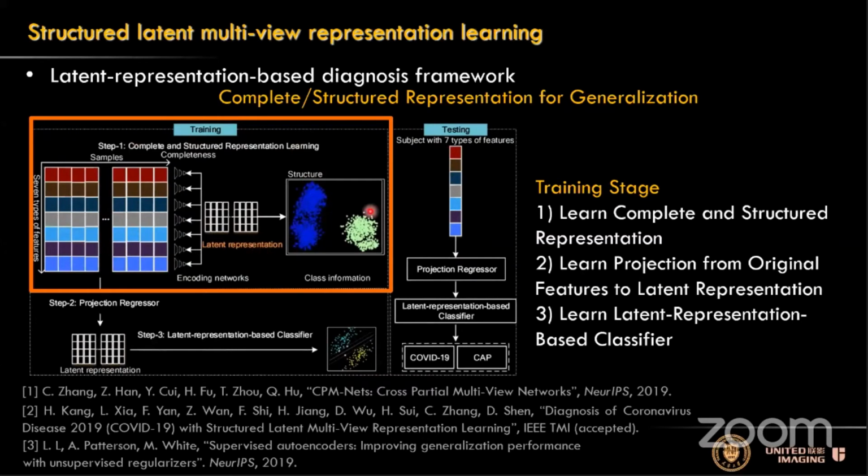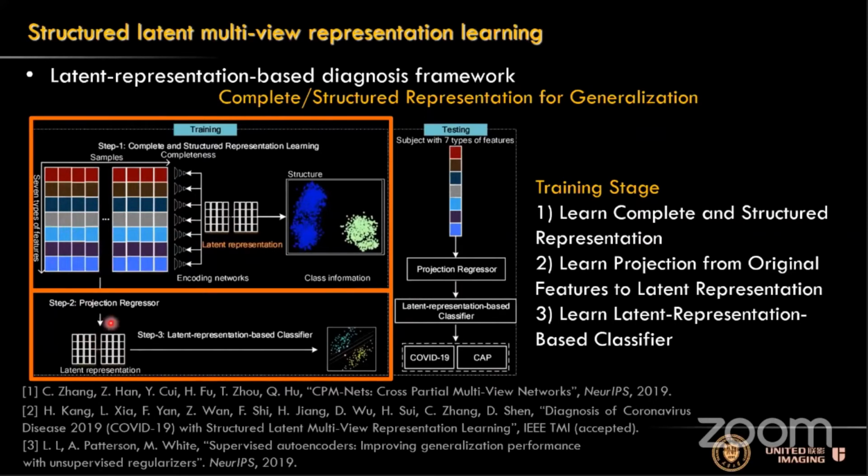So in the first step, we can learn the latent representation from multiple types of features. The second step, we call it learning projection from the original features to the latent representation. Why do we need the second step? Because in the first step, we need labels and original features, but in the testing stage, there is no label, just multiple types of features. So we learn the direct mapping from the multi-view or multiple types of features to the latent representation.